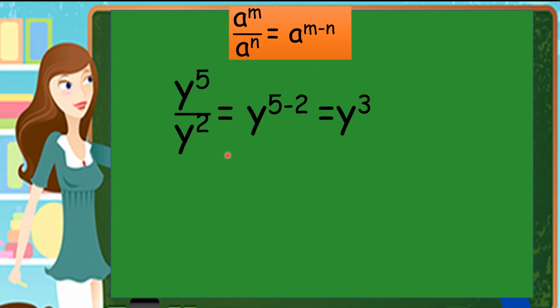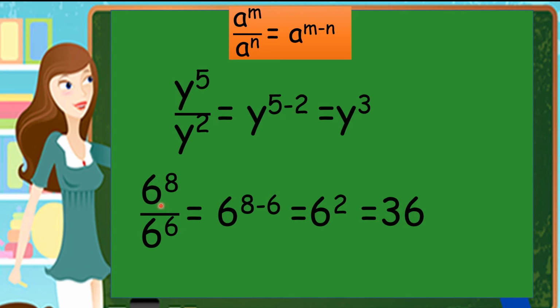Number 1, we have y raised to the fifth power over y to the second power. So, copy the common base, which is y. Then, ang ating numerator, exponent ng numerator, which is 5, minus 2, the answer is 3. So, our final answer is equal to y cubed.